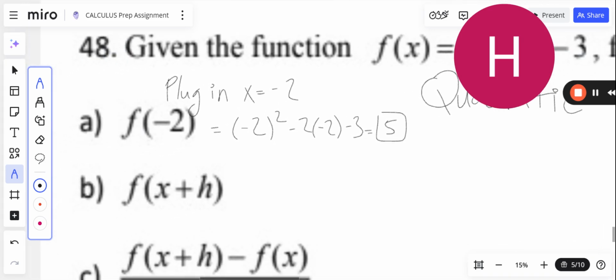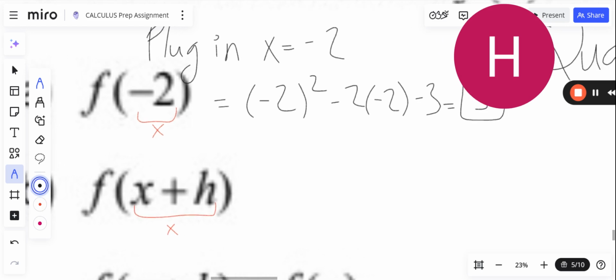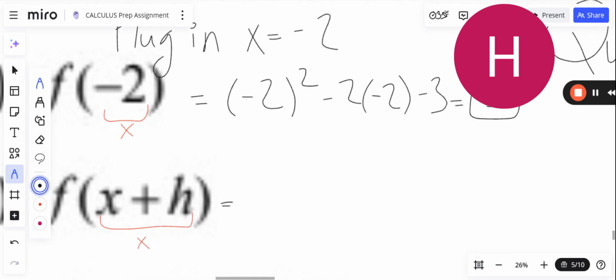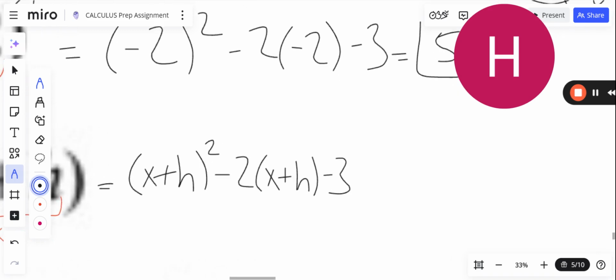Level 2 is looking at this. Now this was the input of the function, so I used it as x. And again, this is the input of the function, so I'm going to use it as x. Now what is that going to look like when I plug that in? We're going to have (x plus h) squared minus 2 times (x plus h) minus 3. Now, do you have to simplify all that out? Not necessarily. Do I want you to?